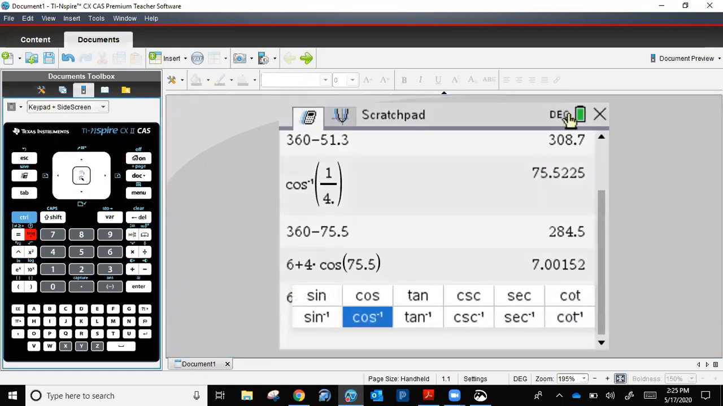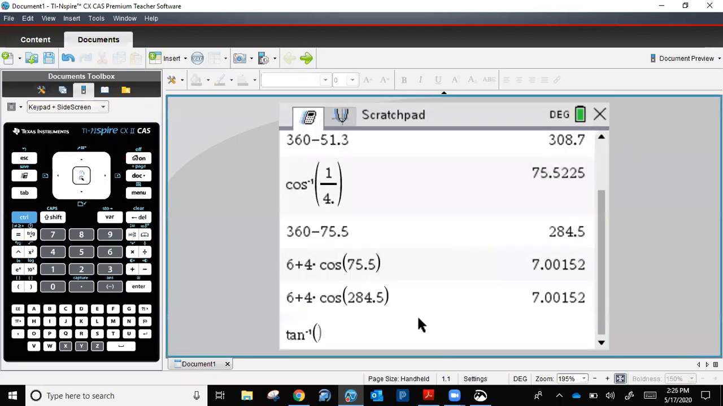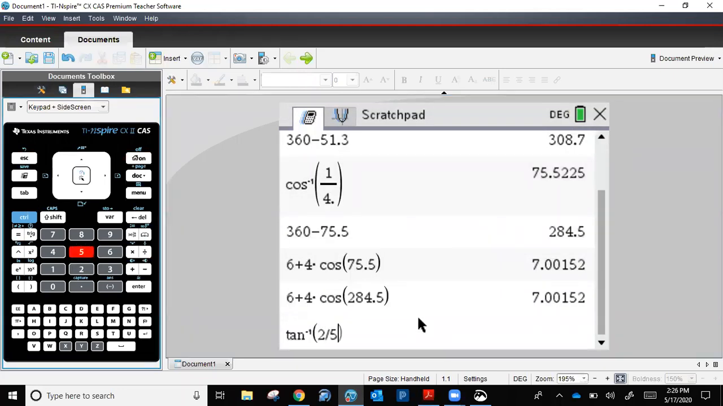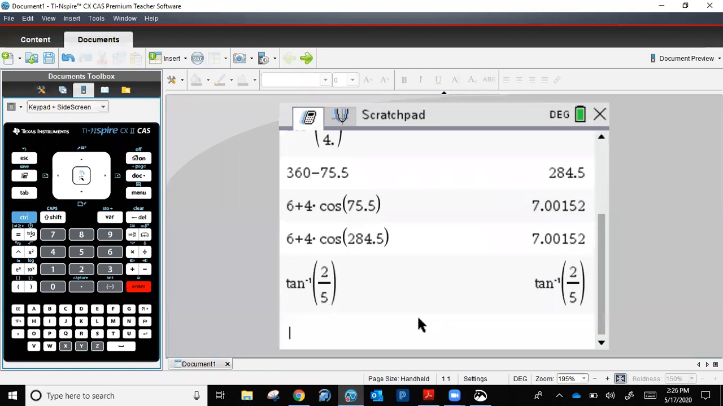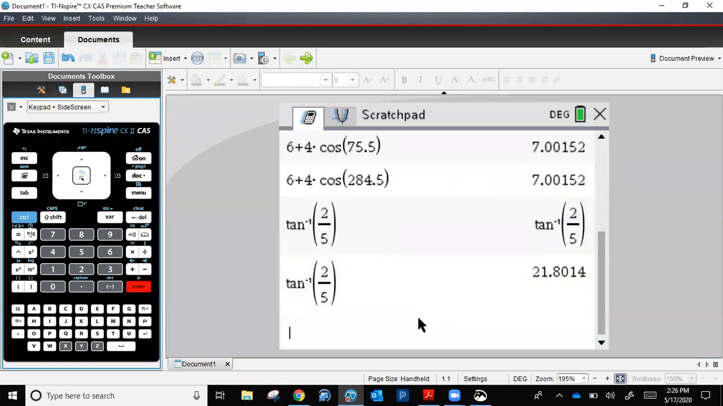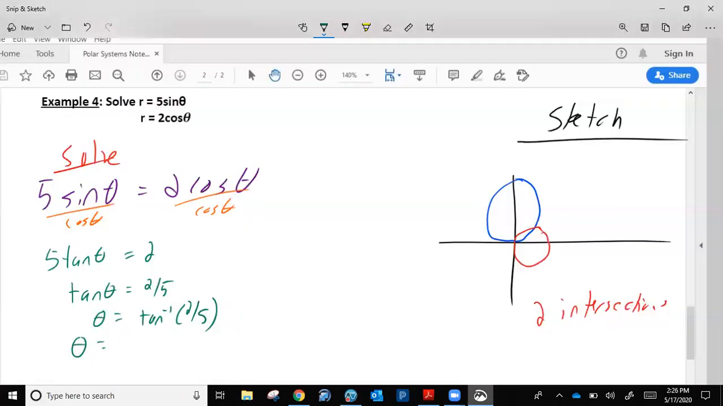We're going to do inverse tangent 2/5. Whoops, control enter, make it a decimal, about 21.8 degrees. So again, that means this is a 21.8 degree reference angle. I need a third quadrant answer of 21.8 because tangent's positive in the first and the third quadrant.